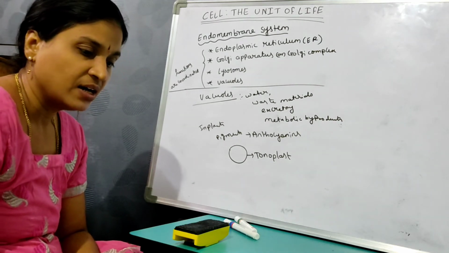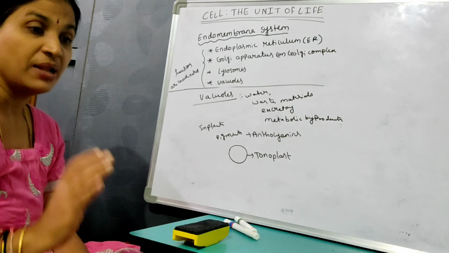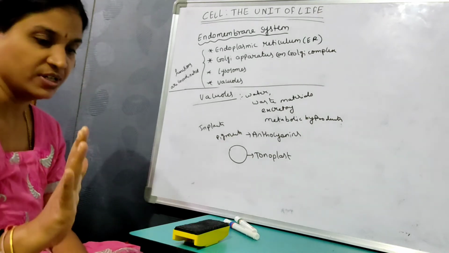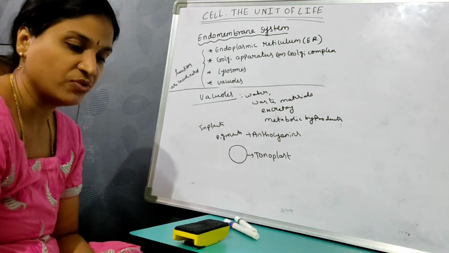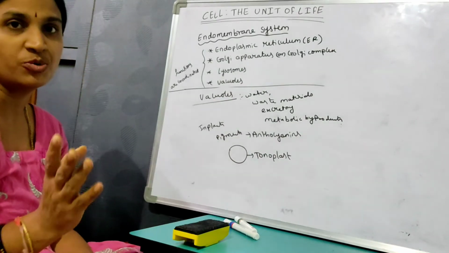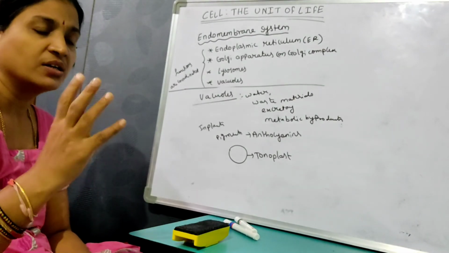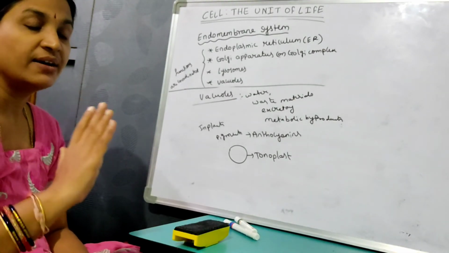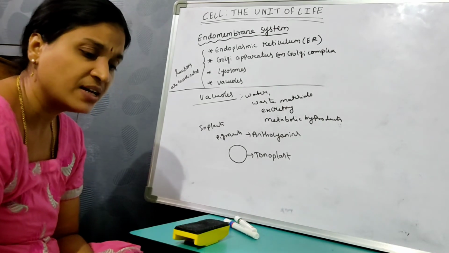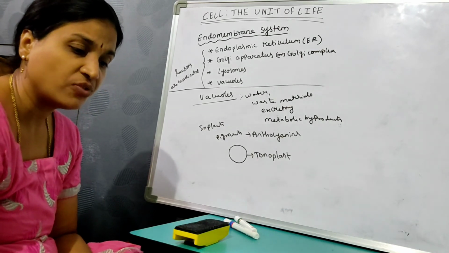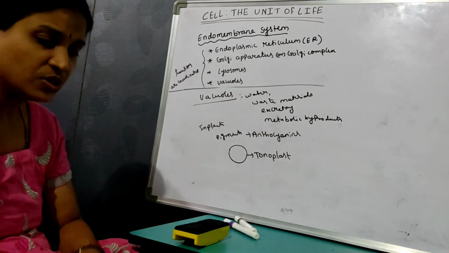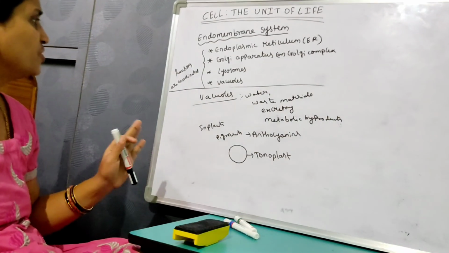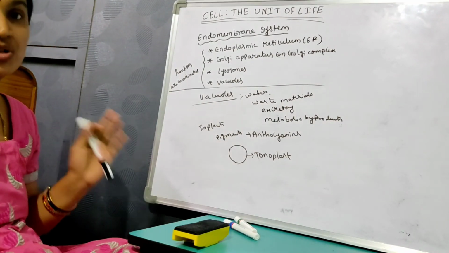In plant cells, the vacuoles occupy 90% of the volume of the cell, and they play an important role in osmoregulation. Osmoregulation means regulating the water content. In plant cells, the tonoplast facilitates the transport of a number of ions and other materials against the concentration gradient. So that is about the vacuoles, which are very important for osmoregulation.